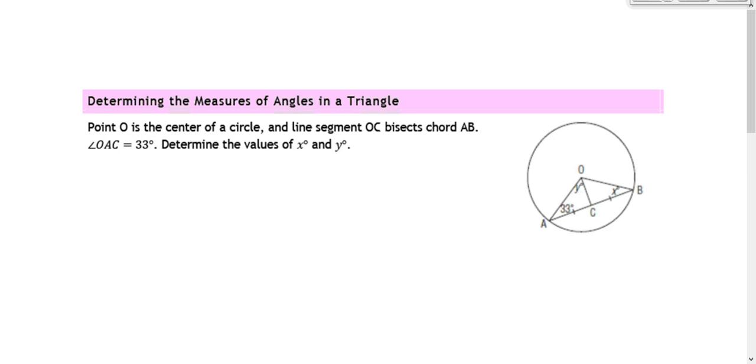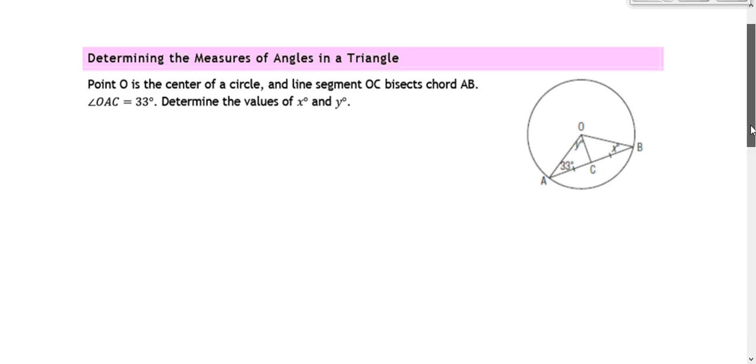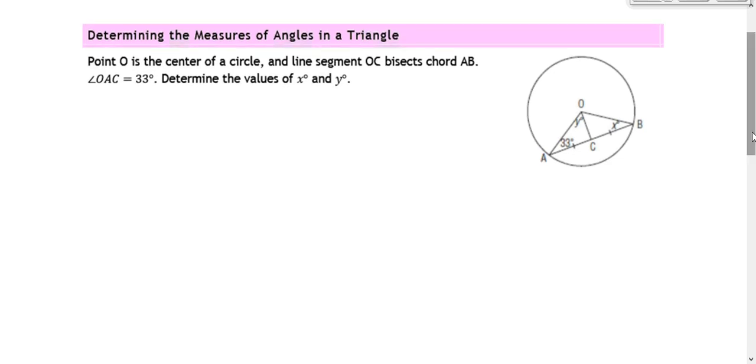Determining the measures of an angle in triangles within a circle. So point O is the center of the circle. Line OC bisects, that means cuts in half, chord AB, such that angle OAC, remember that indicates that angle A, is 33 degrees. Determine the values of X degrees and Y degrees.